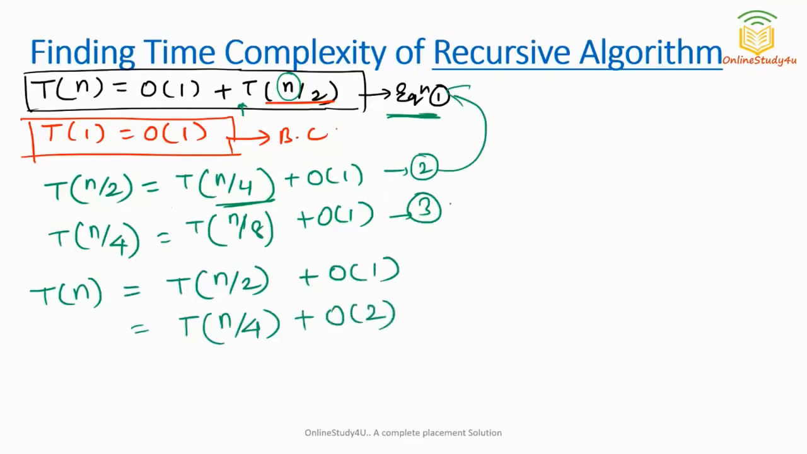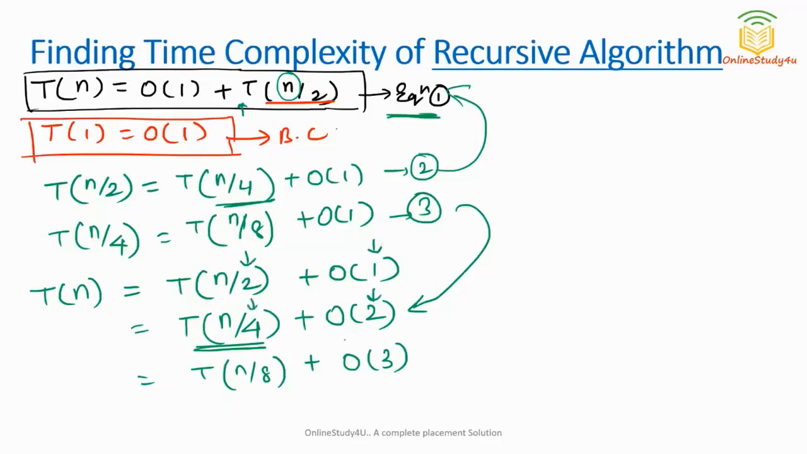Okay, and now if we substitute this 3 in this part, means if we replace this T of n by 4, it will become what? T of n by 8 plus big O of 3. Now I think you can understand what is the general expression. You can see when this is 1, it is 2. When this is 2, it is 4. When this is 3, it is 8. So it is nothing but the power of 2. 2 is getting multiplied every time.